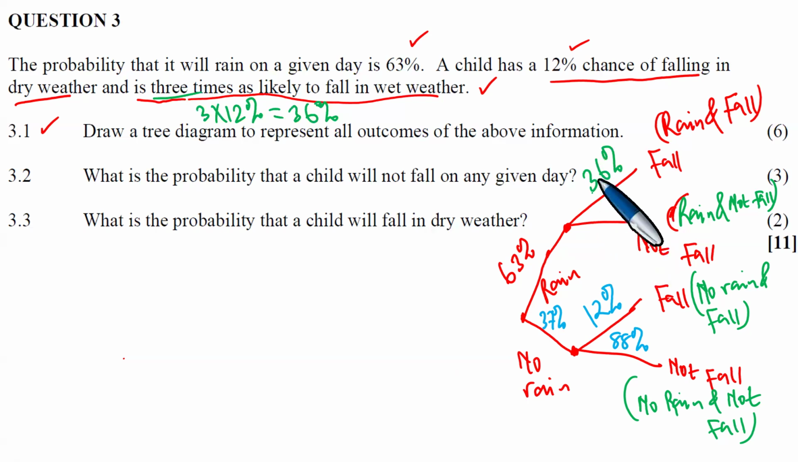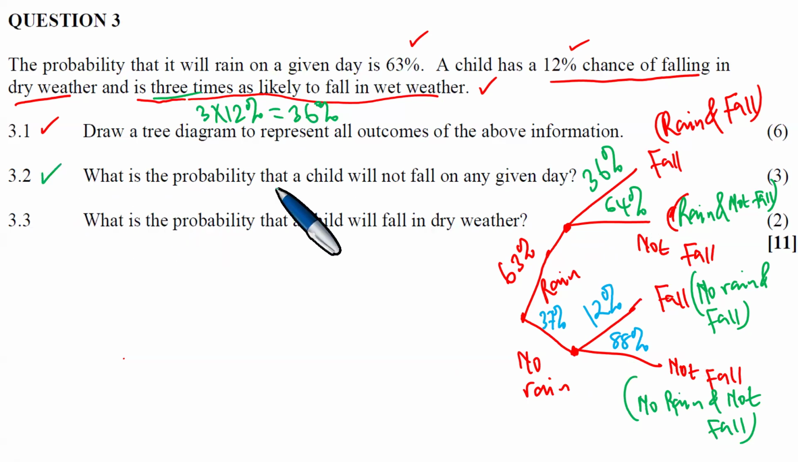Right, and then 100% minus 36% is 64% there. All right, good. So now we have our tree diagram, and our tree diagram is complete. Draw a tree diagram to represent all outcomes, and all the outcomes are there. Any question on this tree diagram? No question. Let's look at the next one.